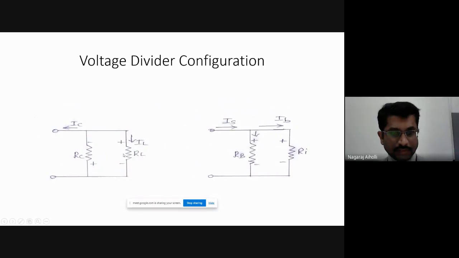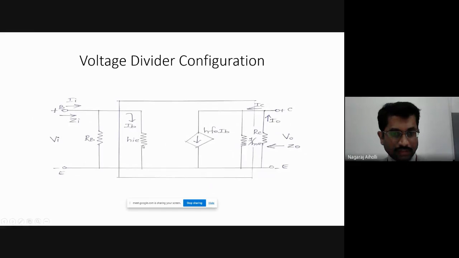There is the RL resistance where the load current is flowing. Then there is the RC resistance. Then the collector current is flowing from the junction of this RC resistance. Then on the input side, we have RB and RI. This is RB, and this is RI, the input resistance. It is not input impedance, it is resistance. There is a difference between input impedance and input resistance. Input impedance is as seen from the input voltage terminals, whereas input resistance is as seen from the transistor terminals. This is the difference between input impedance and input resistance.